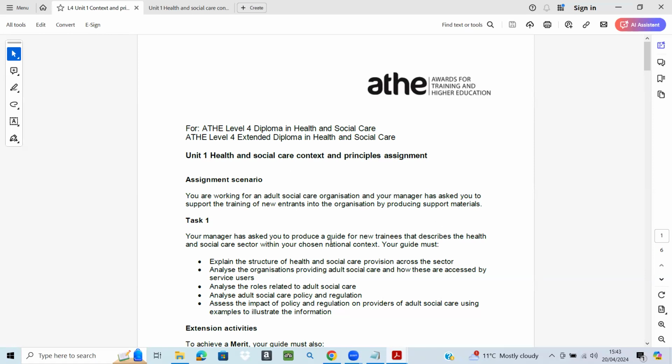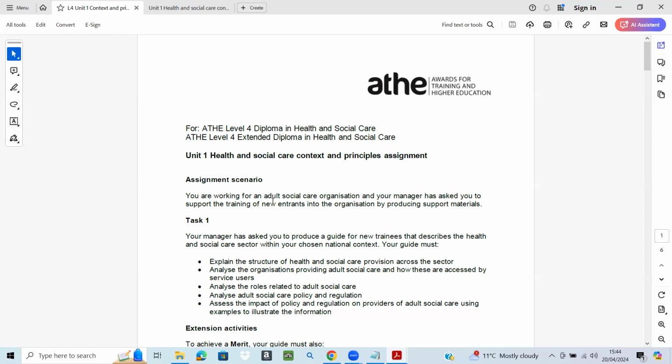Okay, one more thing that is important in the assignments: look at the spelling of organization. We will always use the British spelling standards, so organization should be spelled with an S, not a Z. Whenever you are working on an assignment, make sure the language setting of your Microsoft Word is set to British English.